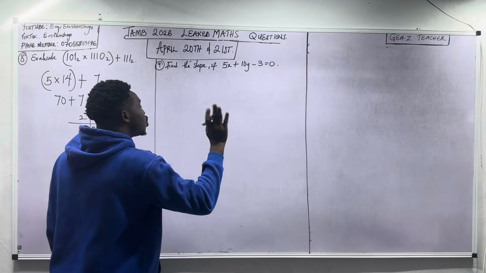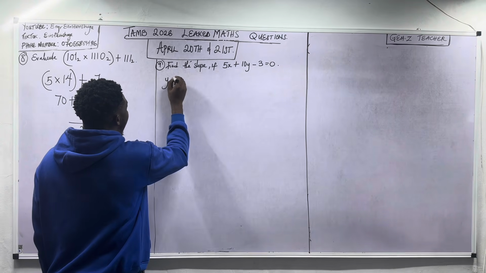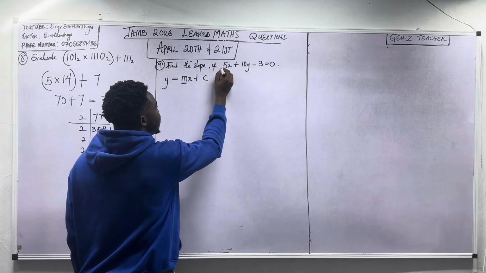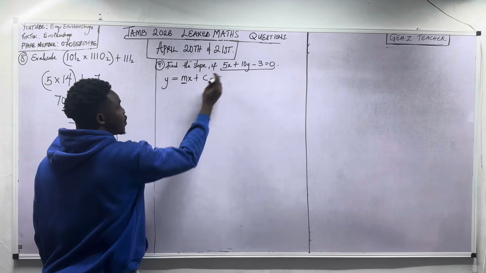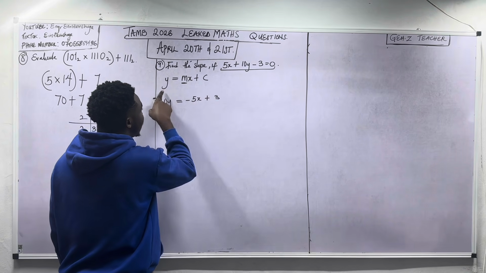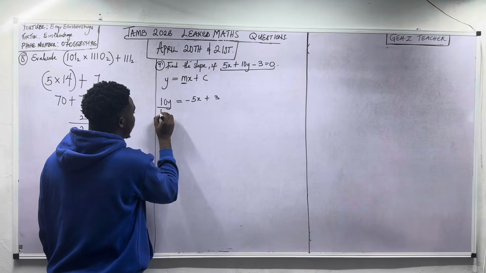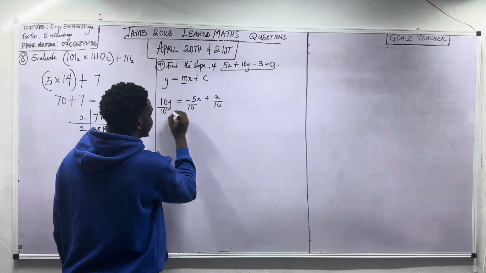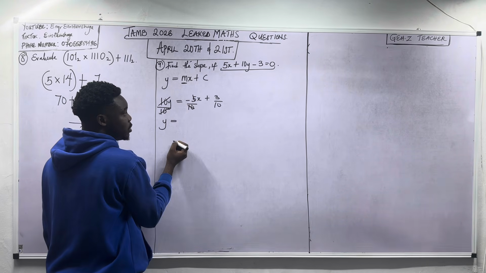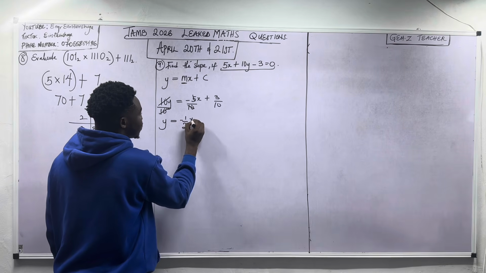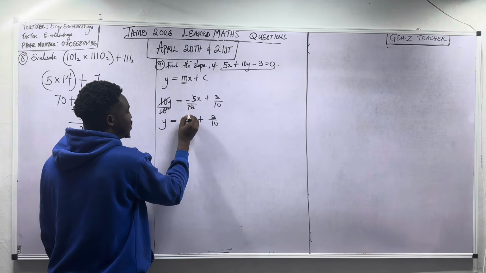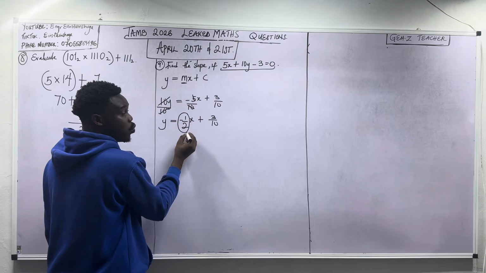Number 9 says, find the slope if 5x plus 10y minus 3 equals 0. Recall, the equation of a straight line is expressed as y equals mx plus c, where m is the slope. So let's rearrange this expression to look like this. Quickly, I'm going to say 10y equals negative 5x plus 3. Now I need y to stand alone. We're going to divide all through by 10. You have y equals, now 5 can go into 10 twice, so you're going to have minus 1 over 2x and then plus 3 over 10. Now, if you compare this expression to this, you can see that the slope is negative 1 over 2.